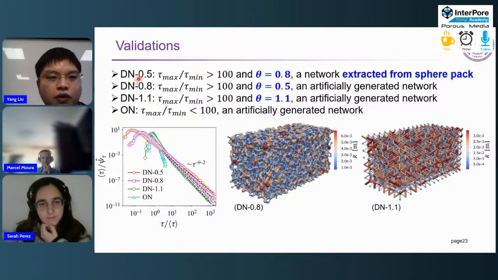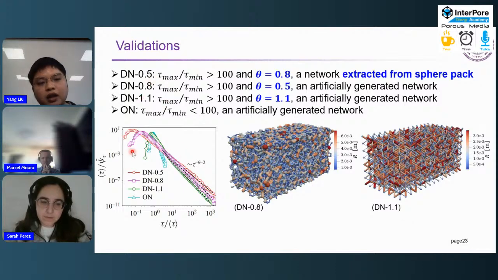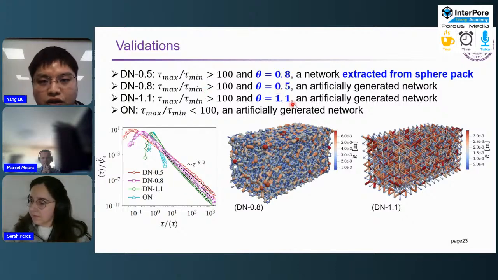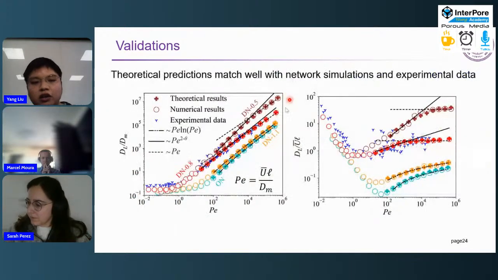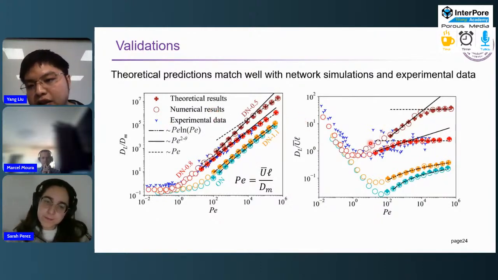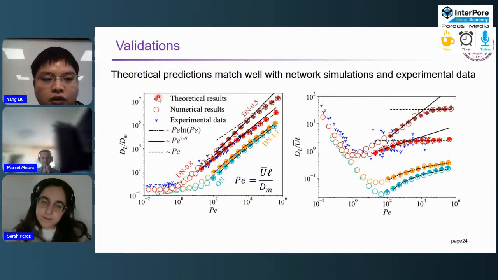While for the other 3, for dn 0.5 to 1.1, we see a very wide distribution of tau like this, but they exhibit different values of theta. And here the open circles represent the results by pore network simulation, and the filled symbols represent the theoretical model.